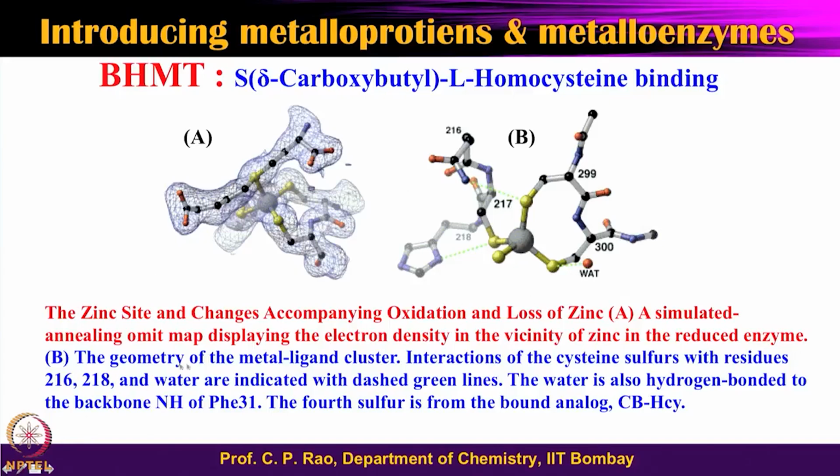Now, in B, what you have is the geometry of the metal ligand cluster, and the interaction of the cysteine sulfur with residues 216 and 218, and the water are indicated by the dashed lines over here. The water is also hydrogen bonded to the backbone NH of phenylalanine 31. The fourth sulfur is from the bound analog of the homocysteine. So first of all it should bind to the two parts, and this is recognized, and then the transfer takes place.